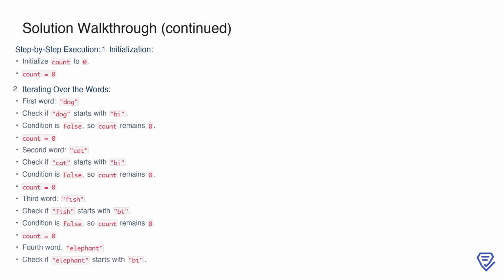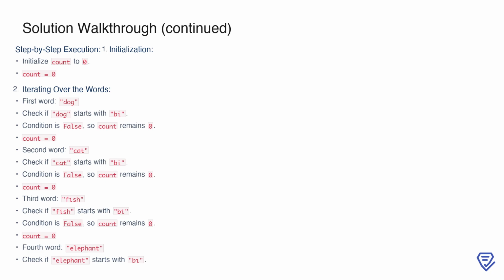For the first word, dog, we check if it starts with the prefix "by". Since it doesn't, the condition evaluates to false, and count remains 0. We continue to the next word, cat, and perform the same check. Again, the condition is false, so count stays at 0. For the third word, fish, we find that it also does not start with "by", leaving count unchanged at 0.